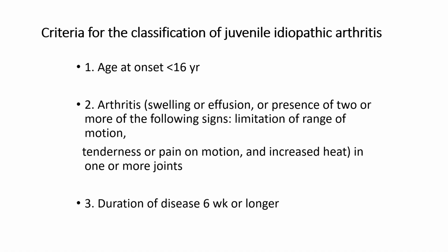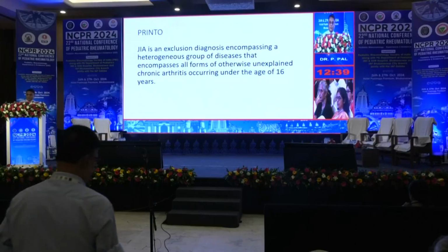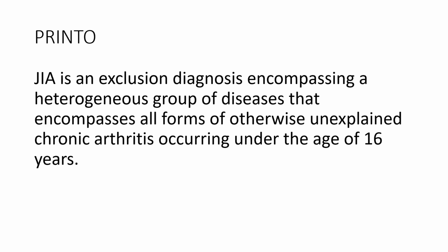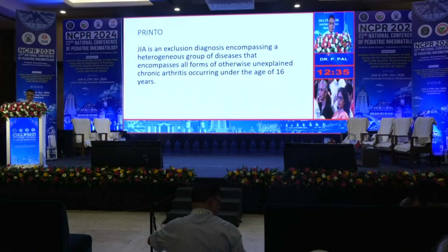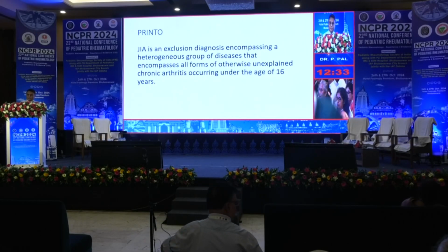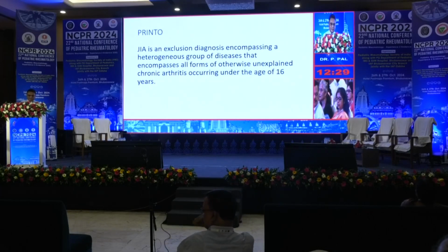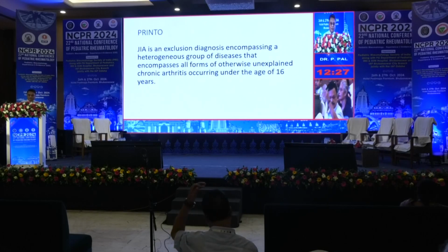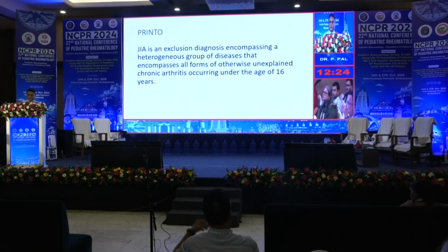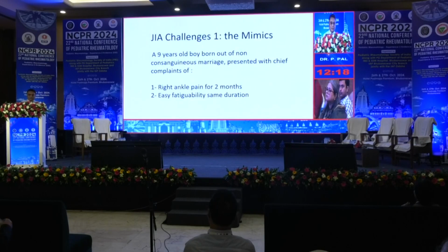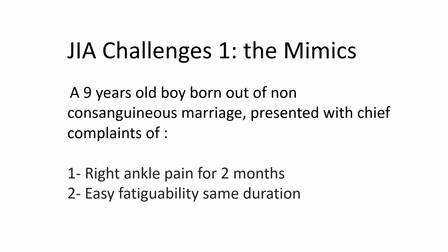So I won't go into the criteria of the classification, but again, the most important thing is that this is a very, very subjective classification or a subjective diagnosis. So it's a heterogeneous group of diseases that encompasses all forms of otherwise unexplained chronic arthritis. So unexplained chronic arthritis, you need to exclude the causes. So let us start with a case, the mimics.